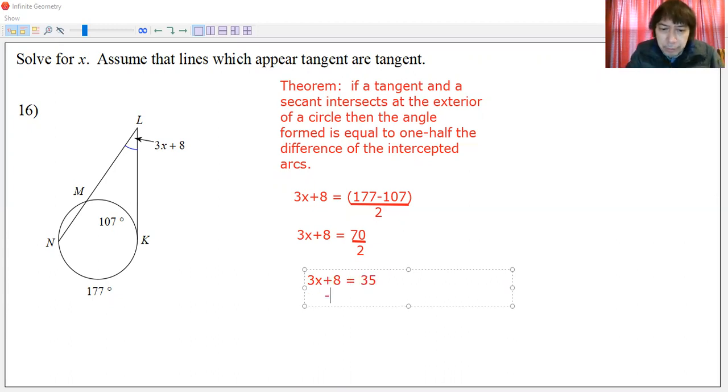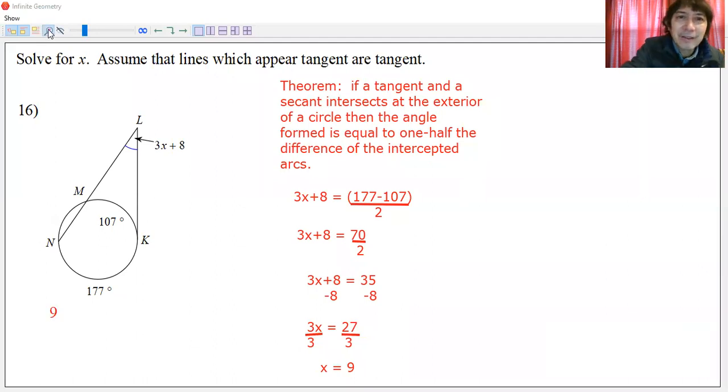Then we subtract the 8. Subtract 8 and subtract 8 there. And so we have 3x equivalent to 27. And this is exactly divisible by 3. Looks like x is 9. So we divide by 3 and divide by 3, and we get the answer 9. So x is equal to 9 there. All right, let's check the answer.